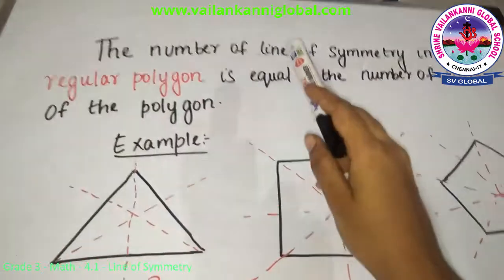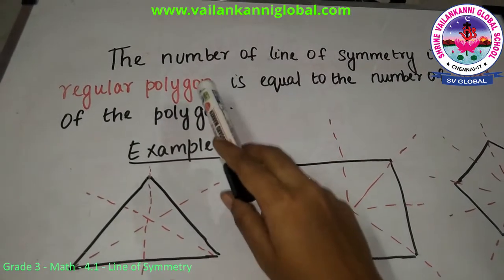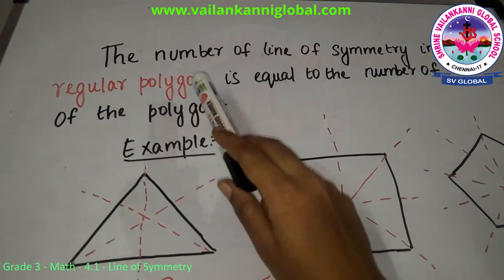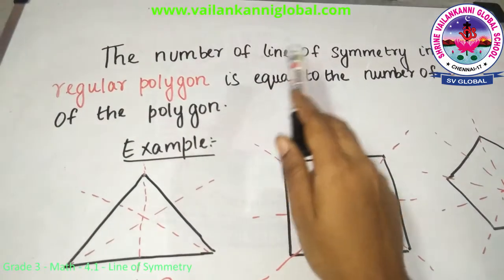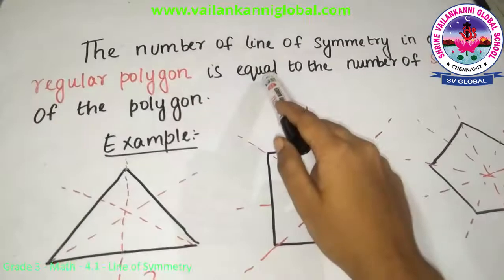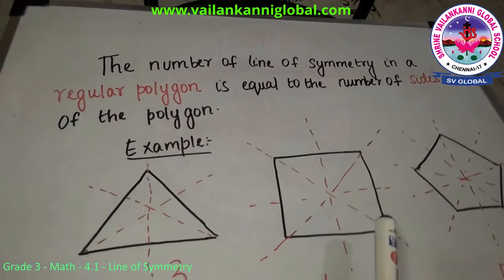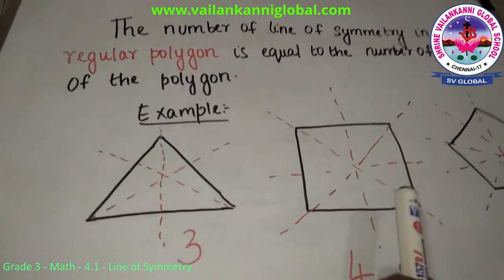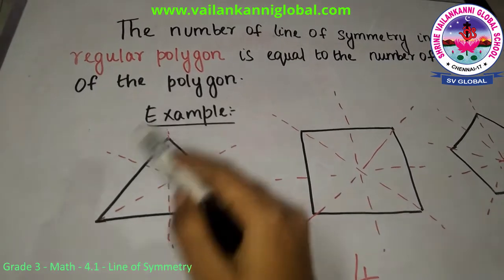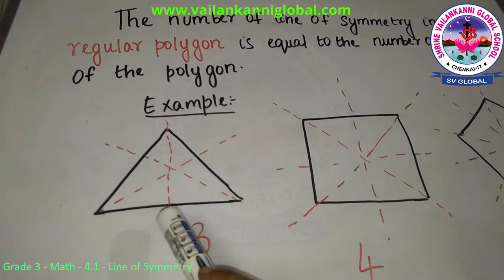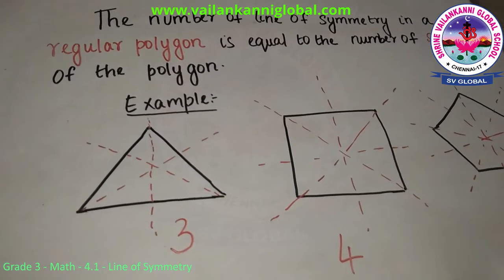The number of lines of symmetry in a regular polygon. So what is a regular polygon? We know a regular polygon will have all the sides and angles equal. So the number of lines of symmetry in a regular polygon is equal to the number of sides. So what does this mean? If you're taking a polygon, for example a triangle, it is a regular polygon because all the sides are equal. So in this case the lines of symmetry are equal to the number of sides.